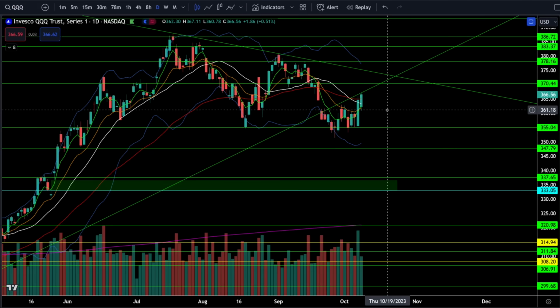Obviously, that's going to require the break of this support right around 360 and the break of 355. So I do believe those are great risk levels for you bulls that want to stay long.